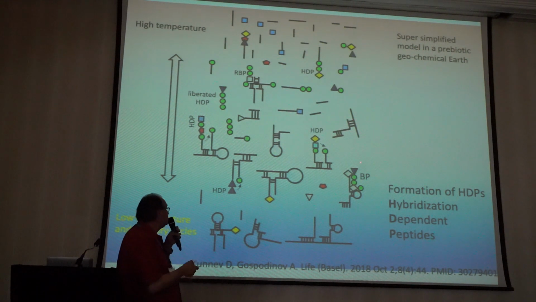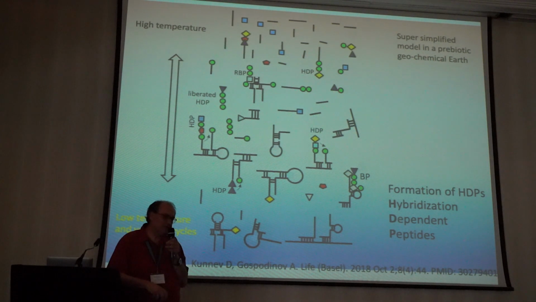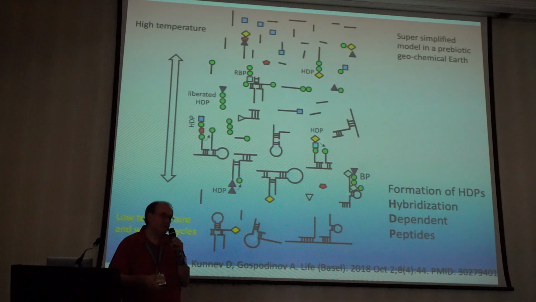And once they are close to each other, like this, and if you're able to overcome the competing hydrolysis by a wet and dry cycle, a peptide bond will be formed. These particular peptides, we call hybridization-dependent peptides. And pay attention, these are not peptides which are just amino acids smashed to each other. These are hybridization-dependent peptides, because they were linked to the RNA.